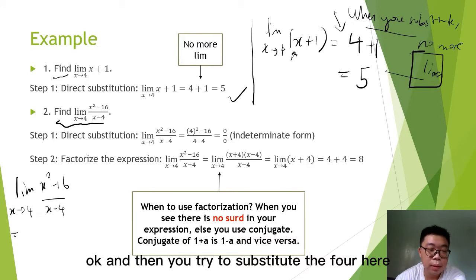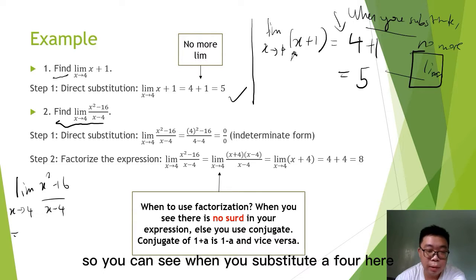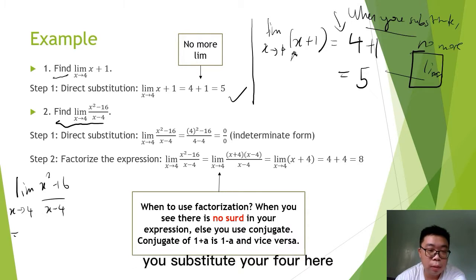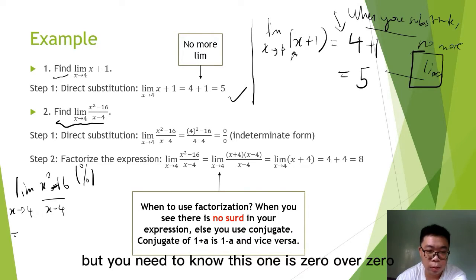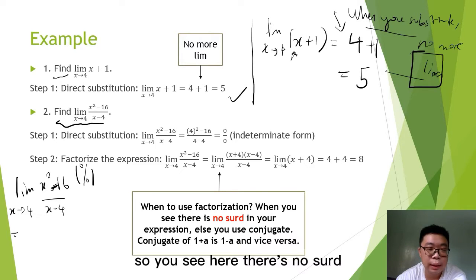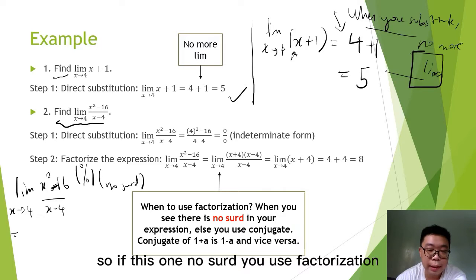Okay, and then you try to substitute the 4 here. So when you substitute your 4 here and press the calculator, you will get 0 over 0. You don't need to write this one in the exam, but you need to know this one is 0 over 0. So you see here, there's no surd.